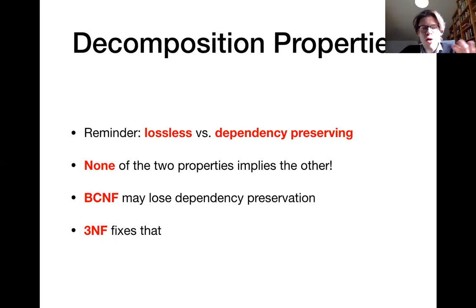And all of those normal forms, they only use lossless decomposition, so you can achieve them using only lossless decompositions. So in the end, you're not losing any data. But that is the compromise of third normal form. It might still allow some redundancy, but in exchange, it allows you to preserve dependencies.